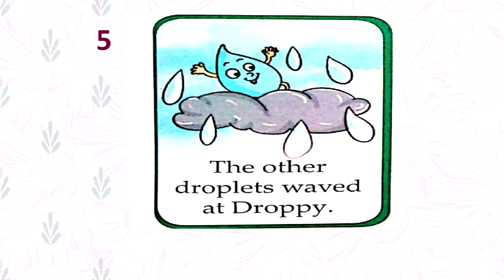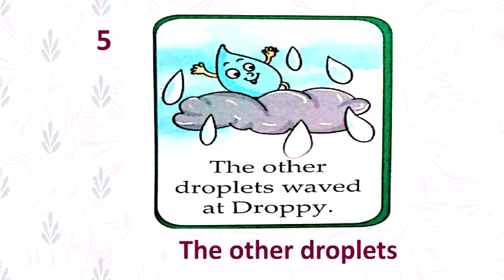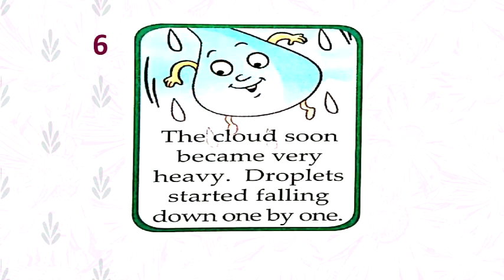The other droplets waved at Droppy. Now children, who waved at Droppy? The other droplets. So the other droplets, these three words, they are my subject. Now you must have noticed that a subject can be of one word, two words, three words, four, five, it can be any number of words. Alright? And remember, predicate is the combination of verb and object. In this sentence, waved is the verb, at Droppy is my object. So the subject is the other droplets. You have to circle all these three words. Alright? Let us see the sixth picture.